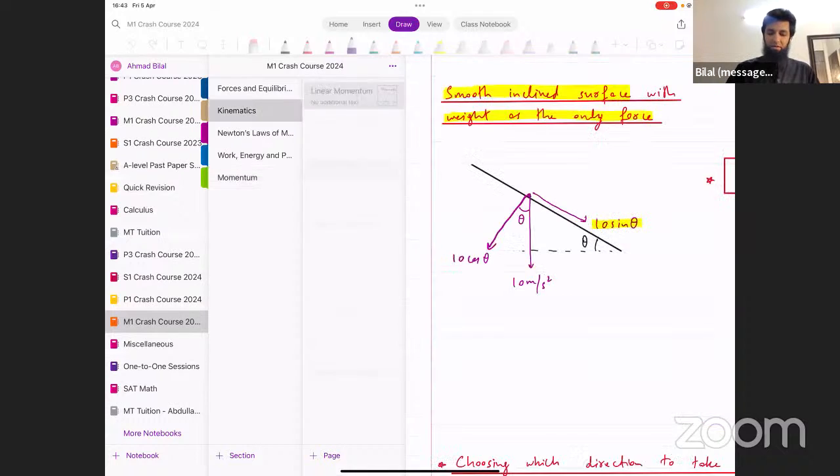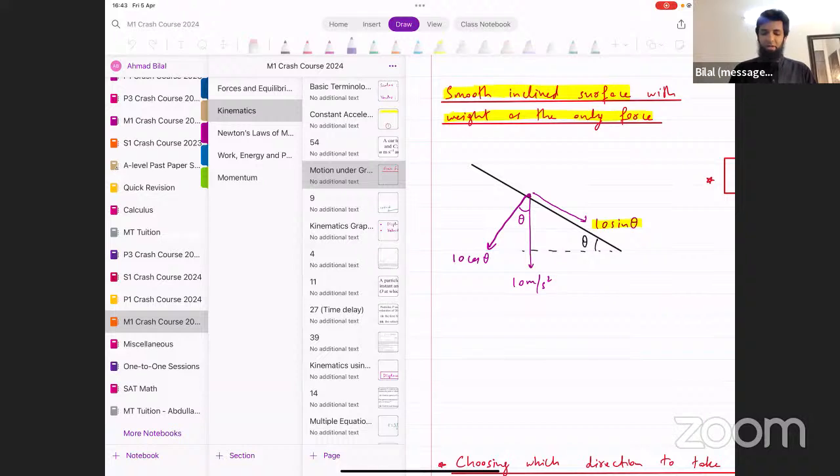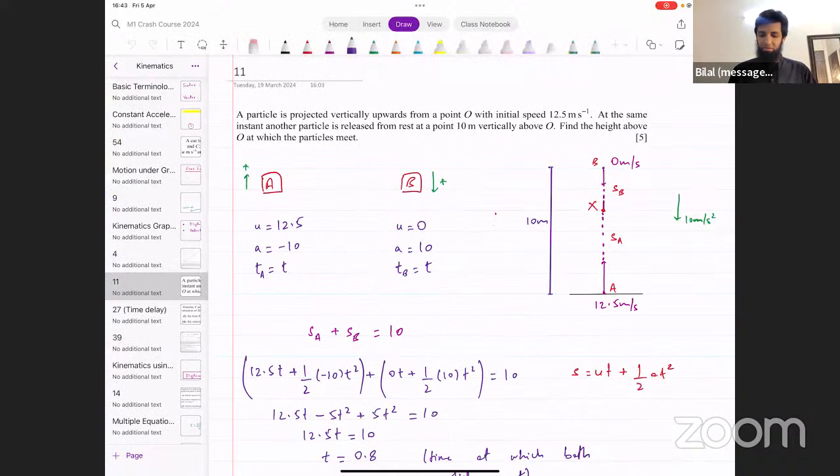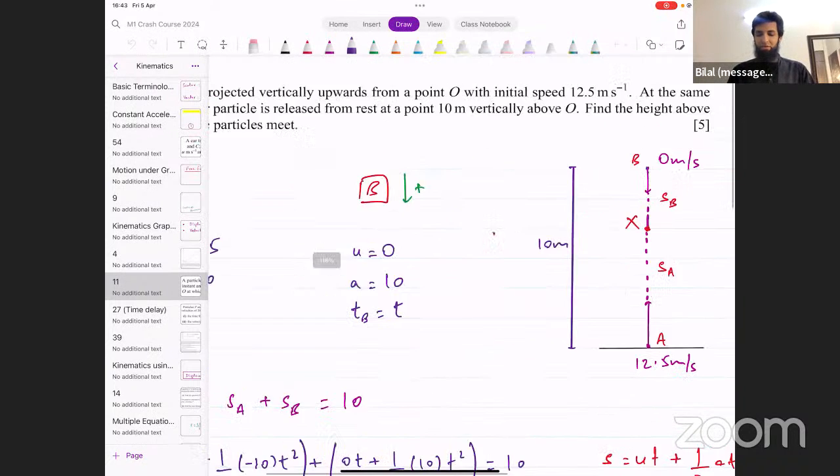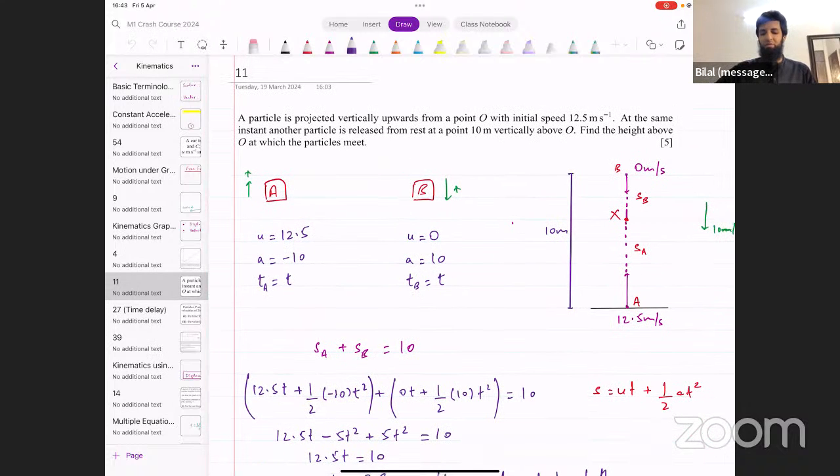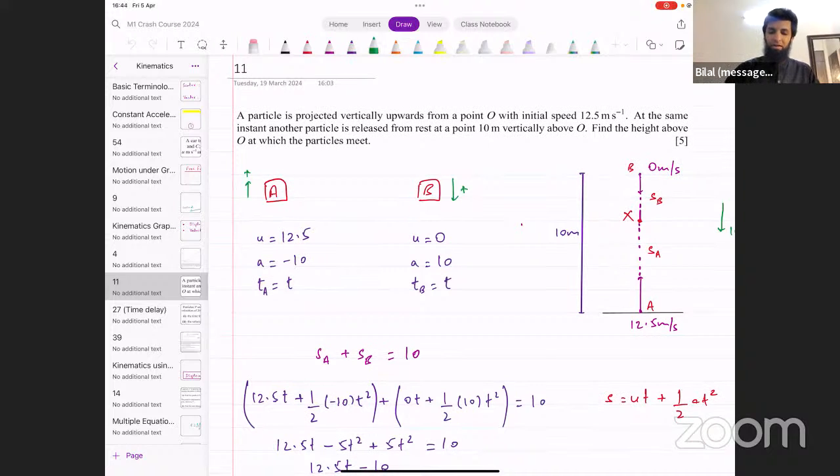Now remember, in kinematics, we looked at problems like these when we talked about multiple objects. For example, there was this question in which a particle was projected upwards from the ground, and another particle was released from the top. A started from the bottom and was moving upwards. B started from the top and was moving downwards. What we used to do was take whichever direction the particle was moving in as positive. For A, since it was projected upwards, we took the upward direction as positive, and for B, since it was moving downwards, we took the downward direction as positive. In kinematics, we could use different directions as positive for different objects.